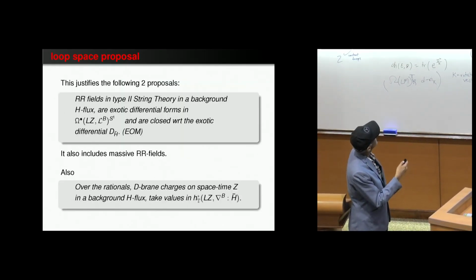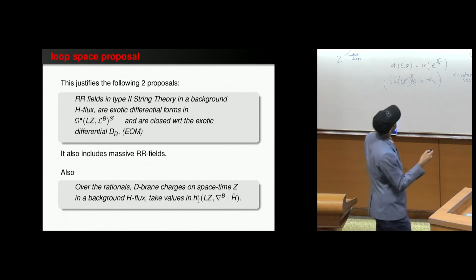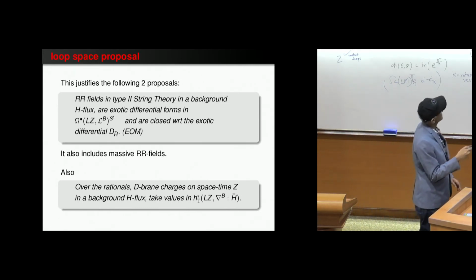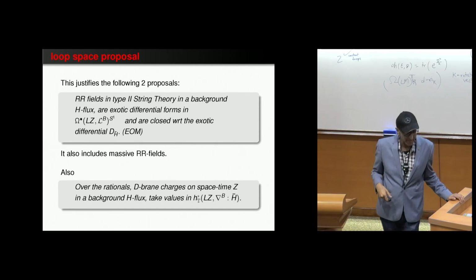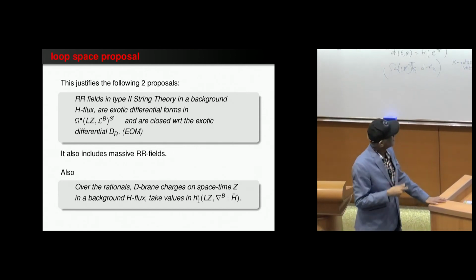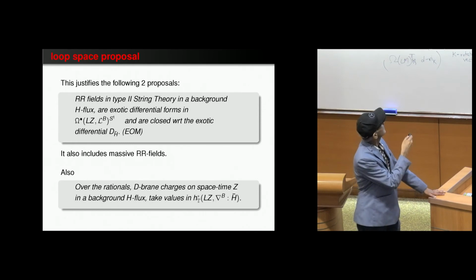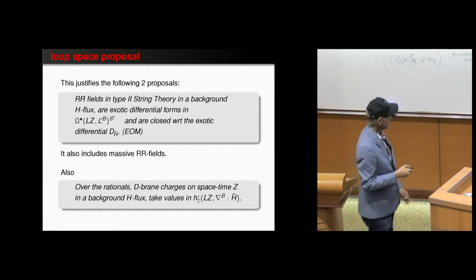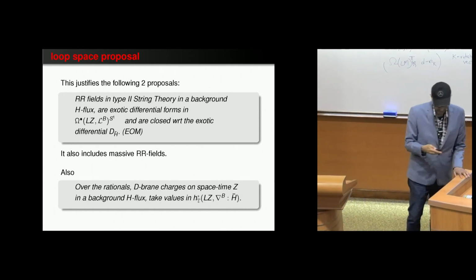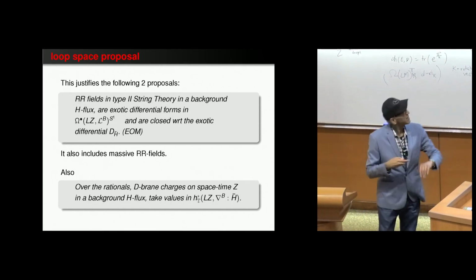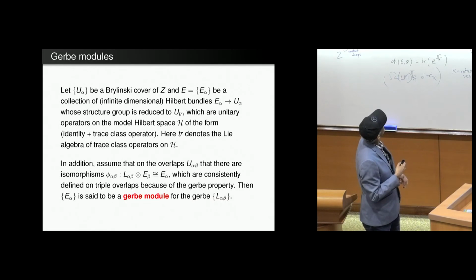So we suggested the following two proposals, that Ramond fields in string theory are exotic. So these are line bundle valued forms on loop space that are invariant, and the charges also lie in this space. Well, it turns out that we won't really use this, but we'll use the fact that we have these line bundle valued differential forms on loop space.